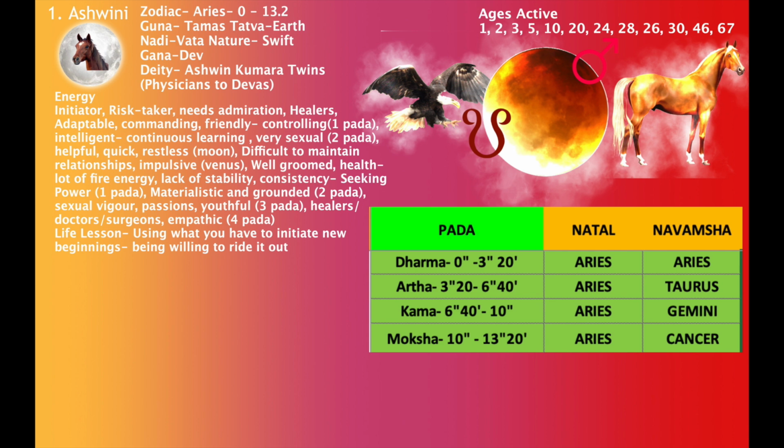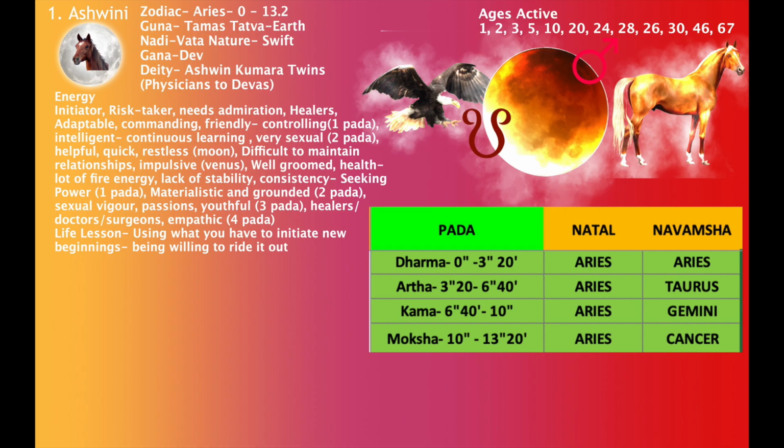So let's take Ashwini Nakshatra, the very first one. Remember, just to recap, Ashwini has the raw power of initiation of everything, right? It's a nakshatra ruled by Ketu and it falls in the sign of Aries, governed by Mars. And there are the four padas you can see, from Dharma going up till Moksha.